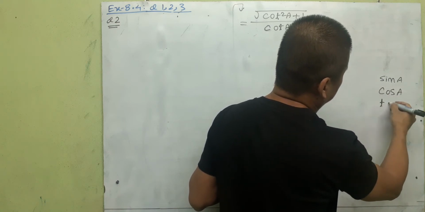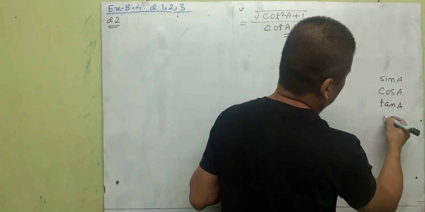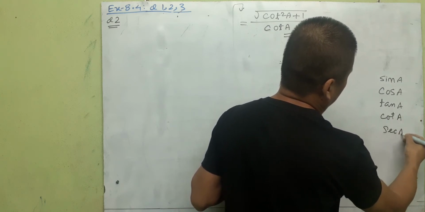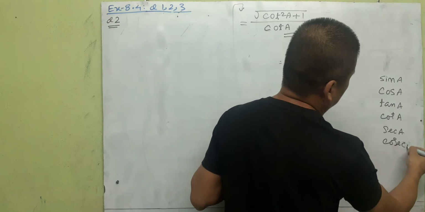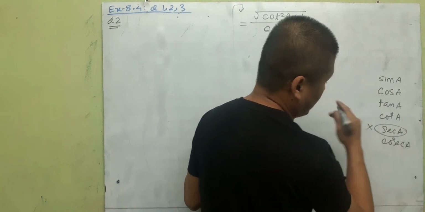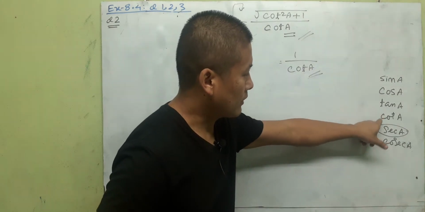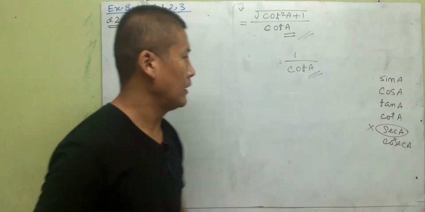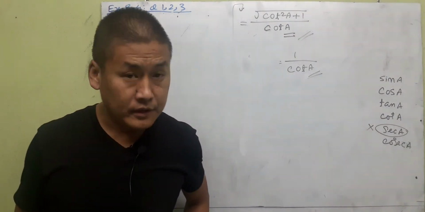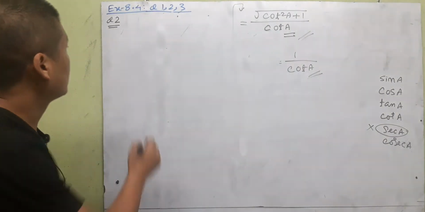Sine A, cos A, tan A, cot A, sec A, and cosec A. 6. 1, 2, 3, 4, 5, 6. Except this one, which is already given. The other means 1, 2, 3, 4, 5. Okay. So let's start with the first one, sine A, and in terms of sec A. So let us start with that.